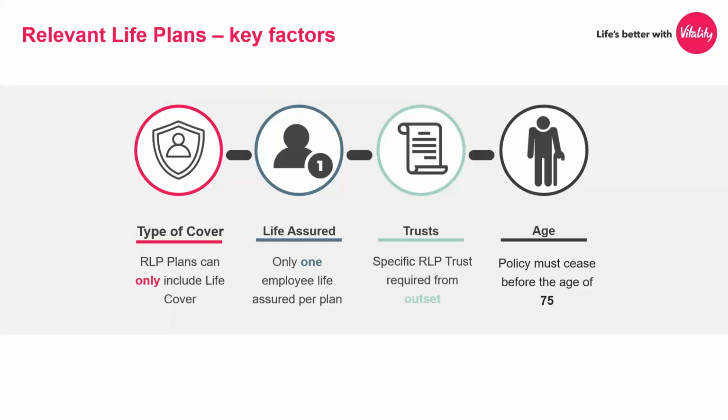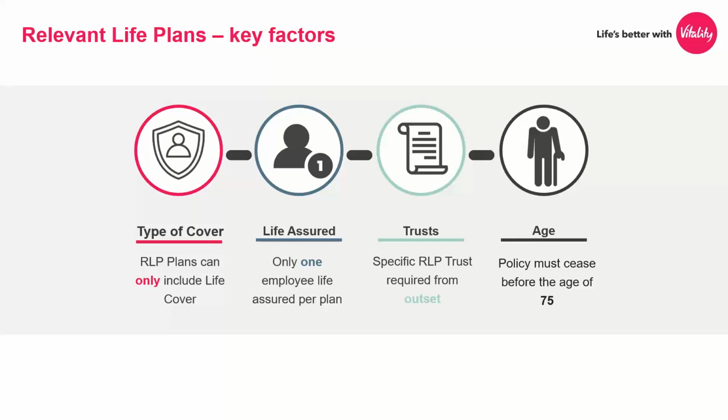Straightforward life cover only with terminal illness benefit. It ensures one employee per policy, always in trust from outset. Maximum cease age, which is set by HMRC, because it fits within their rules of in anticipation of early retirement or death. So it would be 75, in the same way that the pension rule fits.